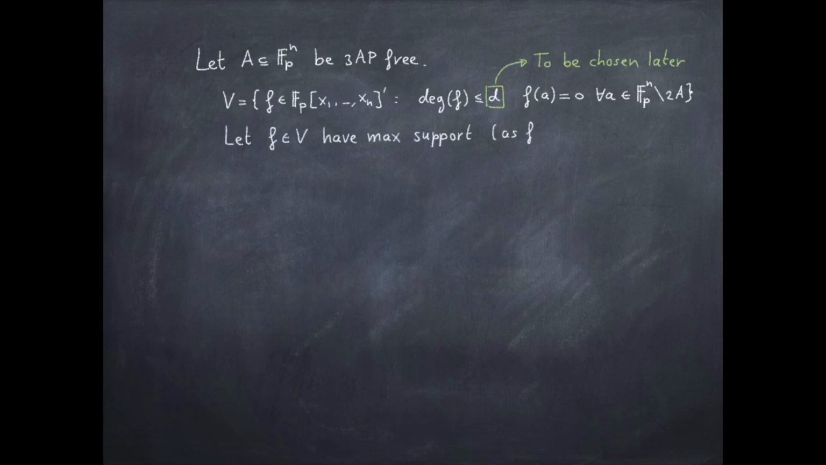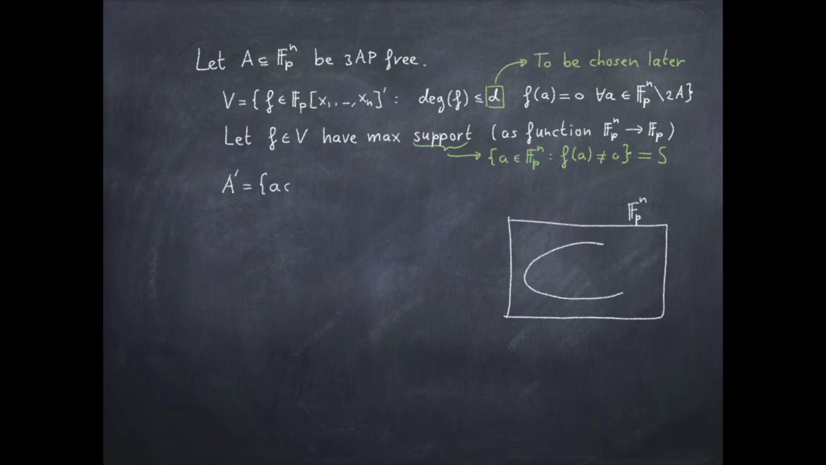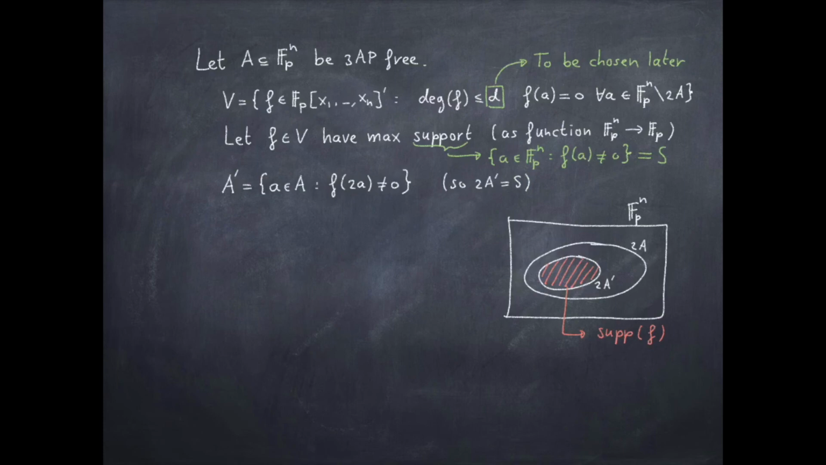Let f in V have maximal support. That is, the set of points where f vanishes is as small as possible. We denote by A' the set of elements in A for which f(a+a) is non-zero. In other words, 2A' is precisely the support of f. See the diagram on the right. Ideally, we would like A' to be equal to A. Although this is not the case, we can bound the difference in size.